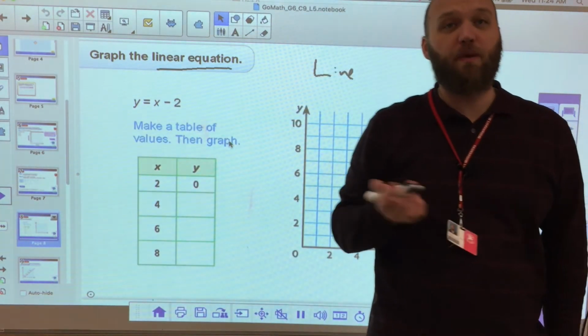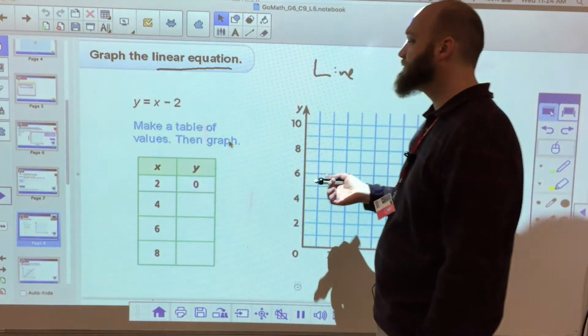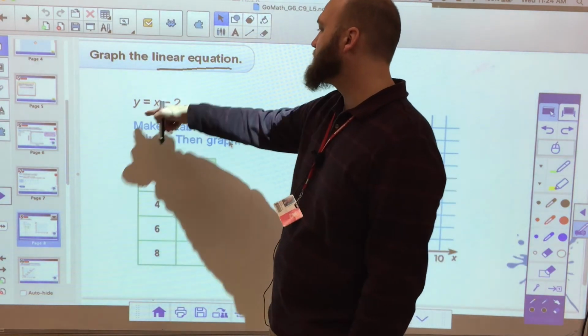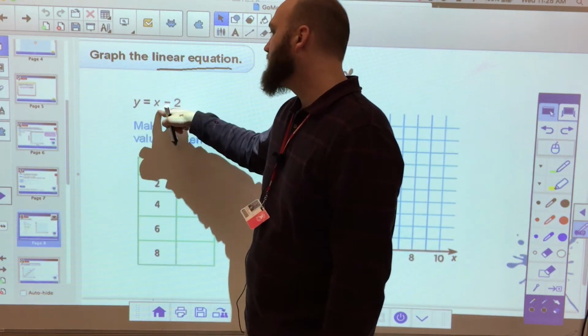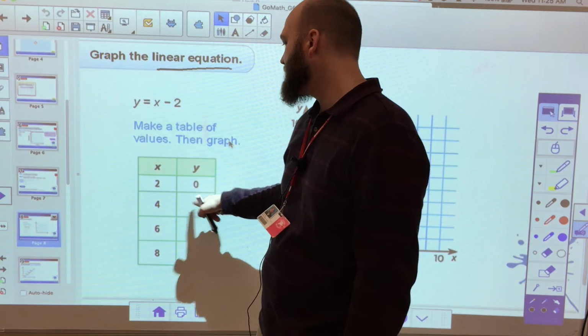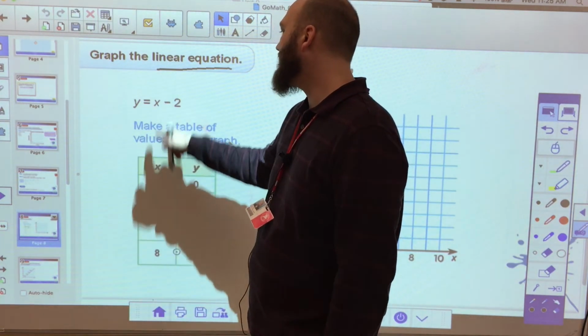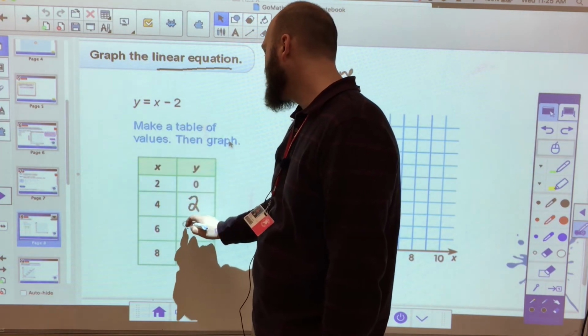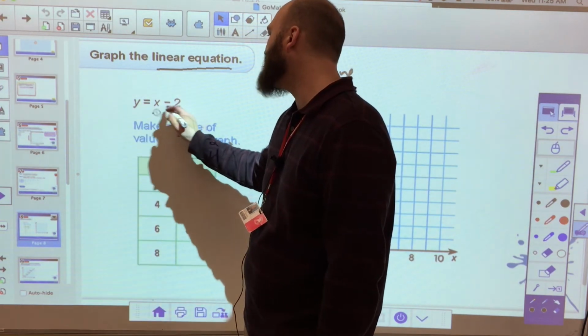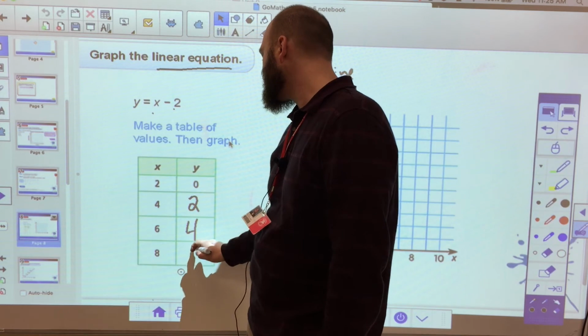This is nothing special to us because we've done these types of graphs before. So x minus 2. If I substitute x as 2, 2 minus 2 is 0. If x is 4, 4 minus 2 is 2. If x is 6, 6 minus 2 is 4. And if x is 8, 8 minus 2 is 6.